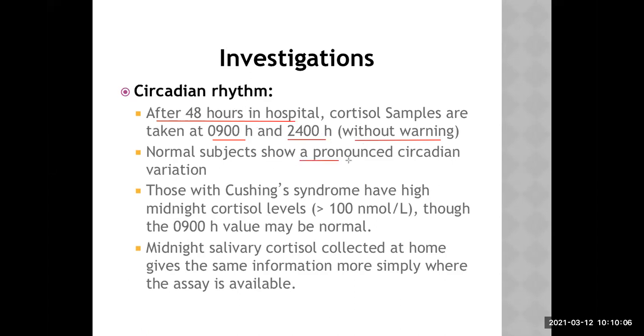Normal subjects show a pronounced circadian variation. We all know at 9 a.m. it is maximum, and at 24 hours, meaning 12 midnight, it is minimum. Those with Cushing syndrome have a high midnight cortisol level. That is quite rare with normal people, but this is a Cushing syndrome case. So in the midnight sample also, the cortisol level is quite high. This strongly suggests that there is a large release of corticosteroid inside the body.